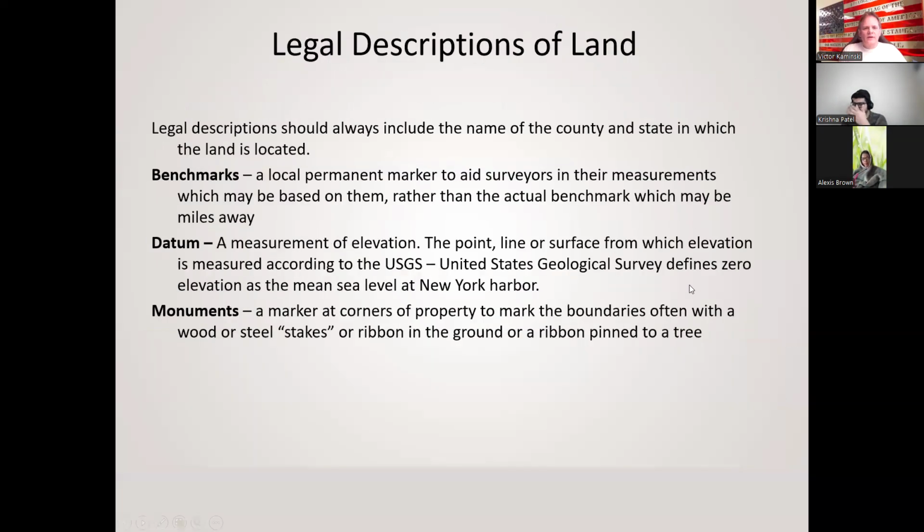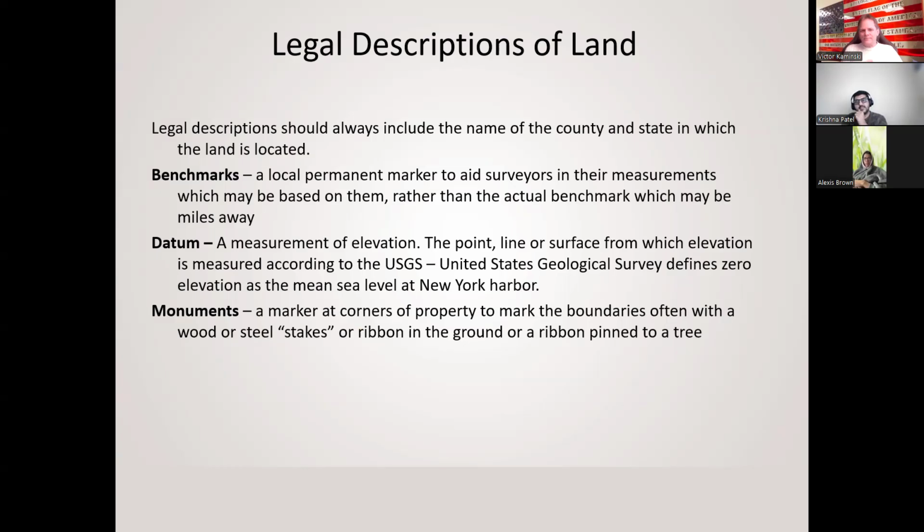Got it. All right. So a legal description should always include the name of the county and the state in which the land is located. Here are some terms for us to learn. A benchmark is a local permanent marker to aid surveyors in their measurements, which could be based on those local markers rather than the actual benchmark, which could be miles away.